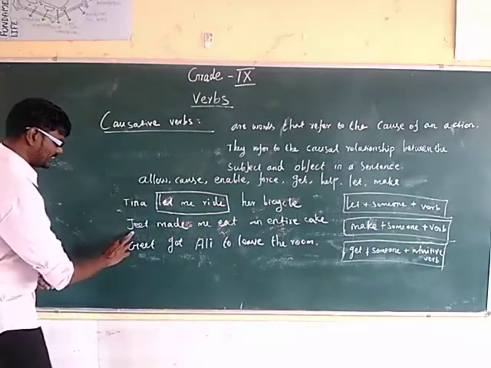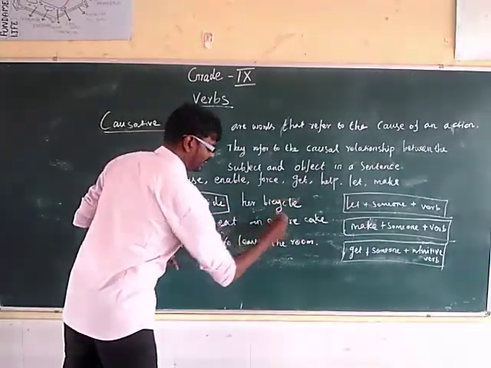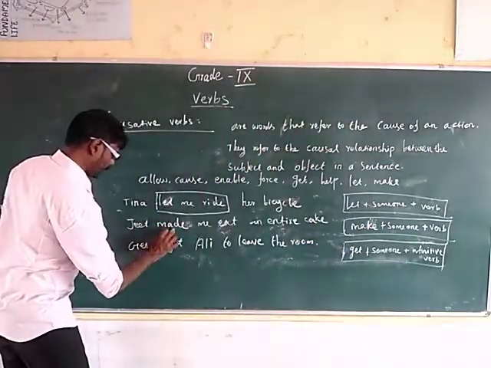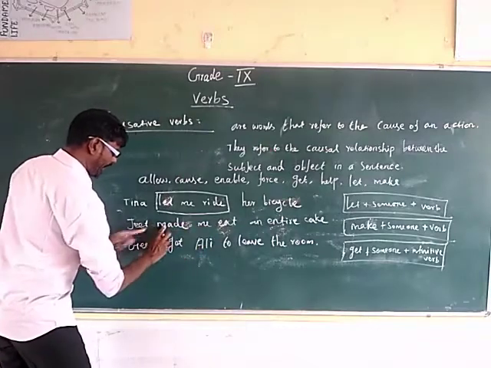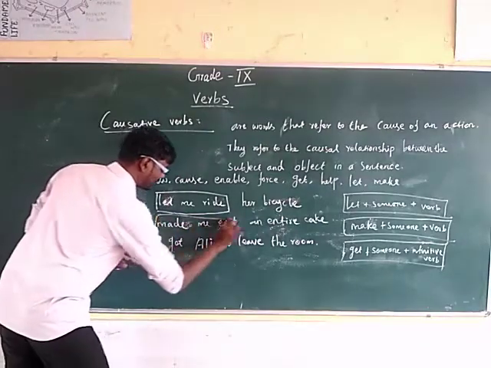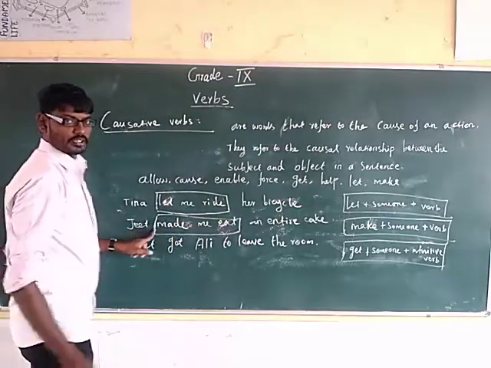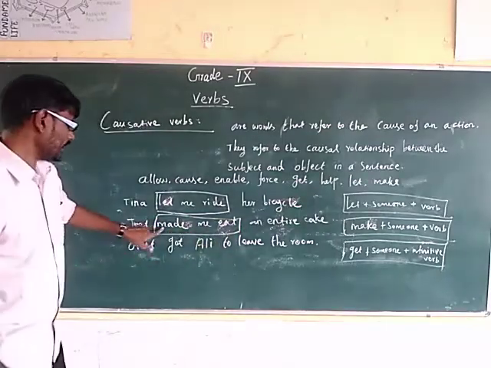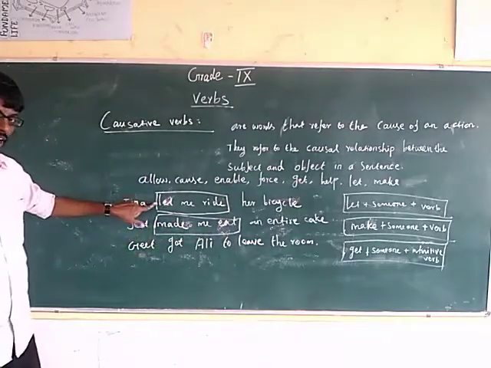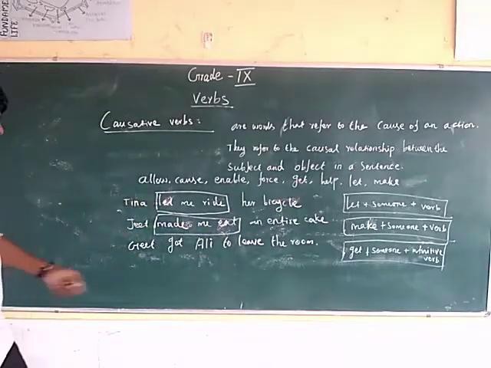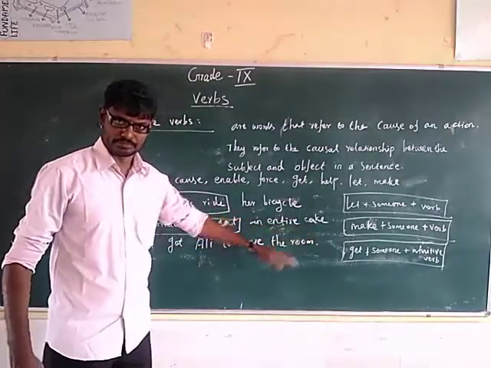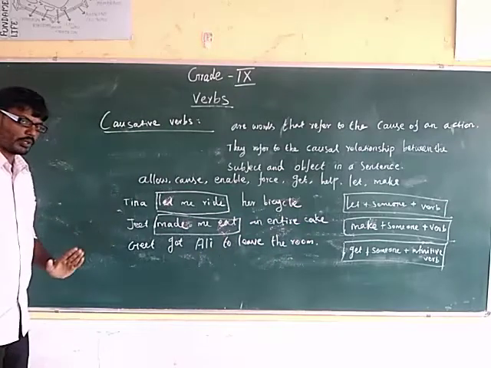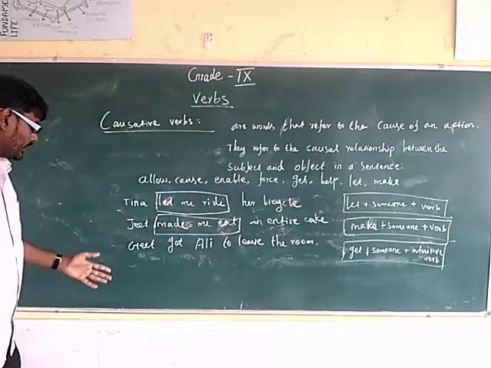One more example. Jeet made me eat an entire cake. Structure: make someone verb. Make, past, is made me eat. So this is the structure for the causative verbs. Make me eat is forcing. Let is allowing. This is Jeet forcing me to eat an entire cake. So the first one is allow, the second one is forcing, the third one is convincing or tricking.